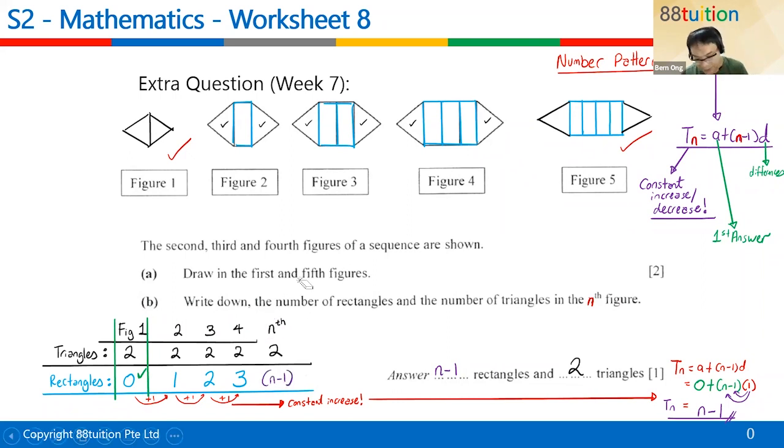So children, I just showed you 2 ways of doing. One is by formula. By this formula, you have to be careful. It must be a constant increase or decrease. Means the pattern is like +3, +3, +3, or the pattern is like -5, -5, -5. Then you can use this formula. Another way of getting it is I just use my common sense. I use the figure number to join with the rectangle. So I try to derive a formula for it. This is what you learn in Sec 1.